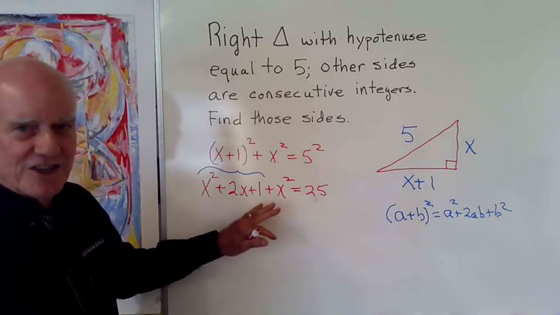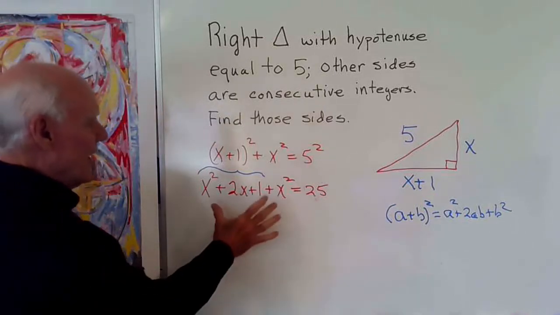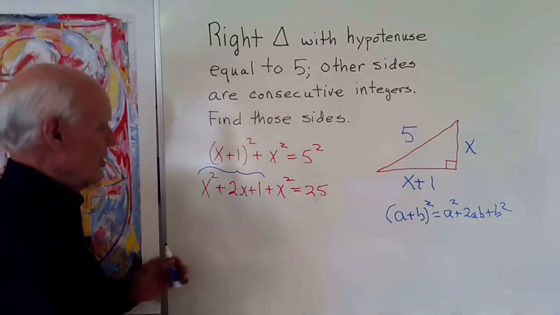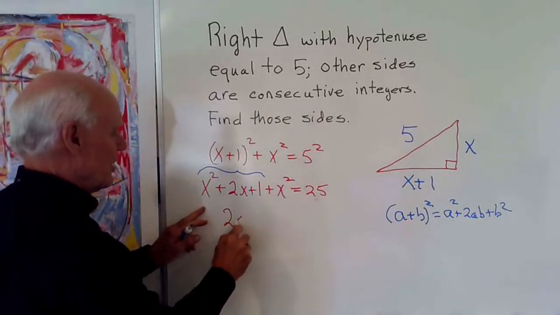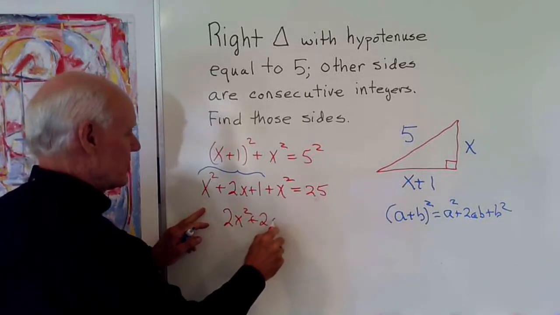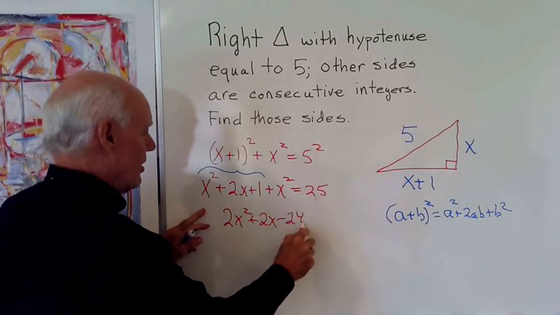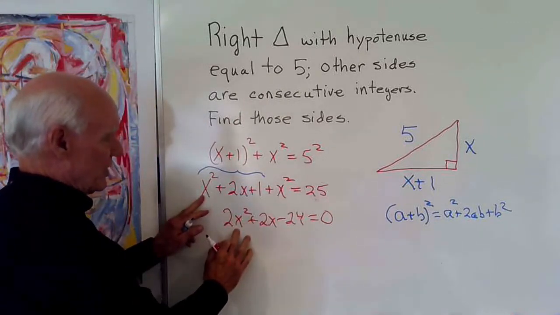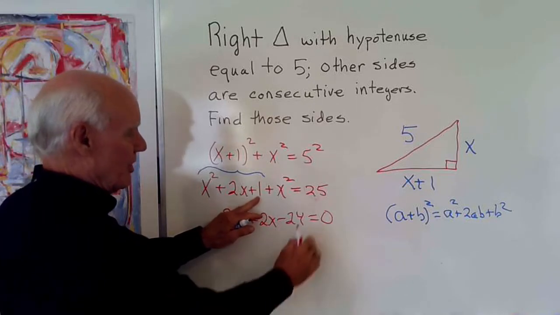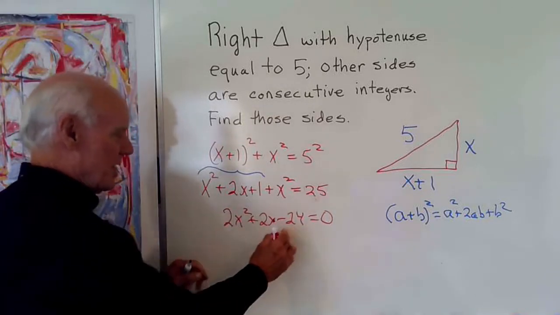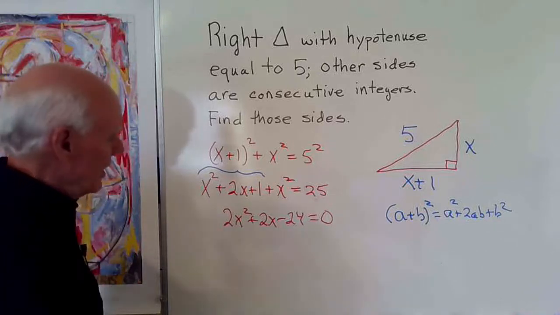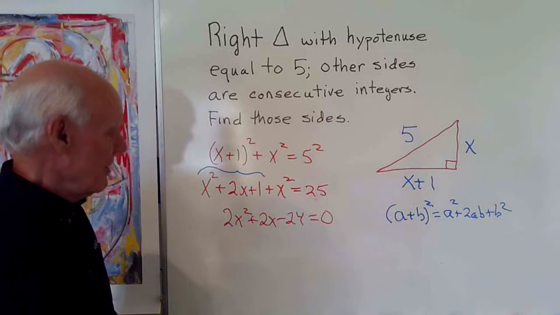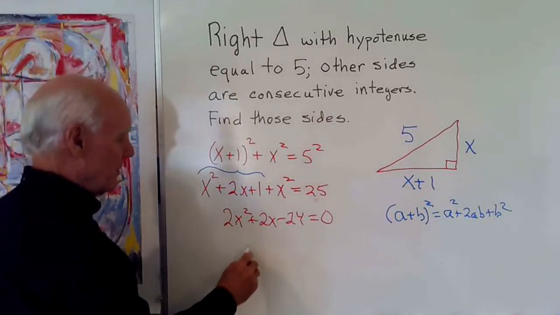The most common mistake I see with this problem is in this step right here, writing x squared plus 1, with no middle term. Okay, so now I'll collect the x squared, so that's 2x squared plus 2x minus 24 is equal to 0. So x squared plus x squared is 2x squared. There's my 2x. I have a positive 1 here. I subtract 25 from both sides. I get minus 24. Now I see I have a greatest common factor of 2, so I'm going to divide both sides by 2.